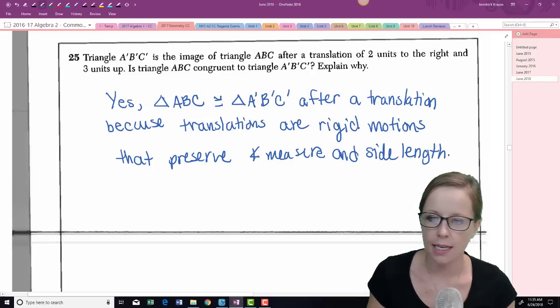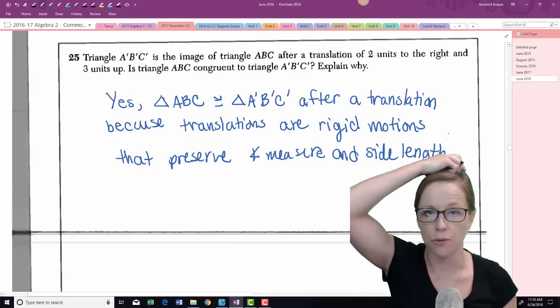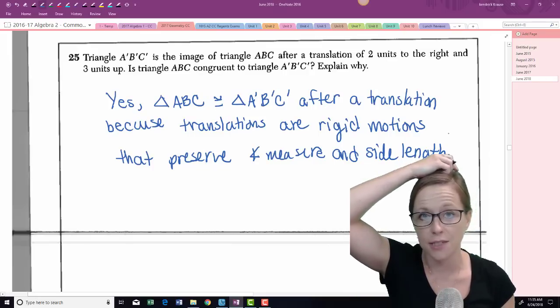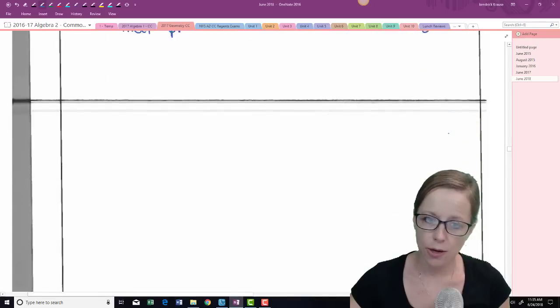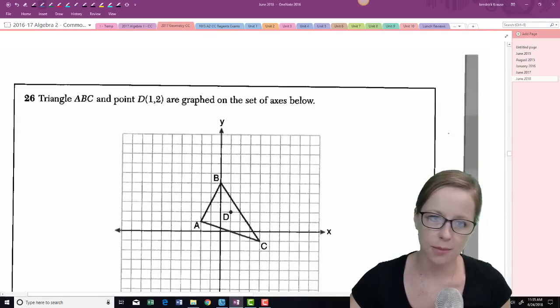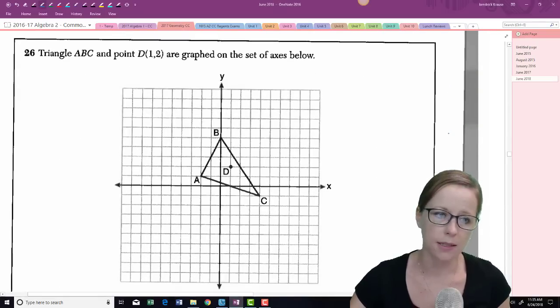Don't just say, yes, congruence transformation. I don't think that's enough. The state's very specific about that. Okay? Pretty easy question, but sometimes if you didn't say enough, you didn't get enough points.